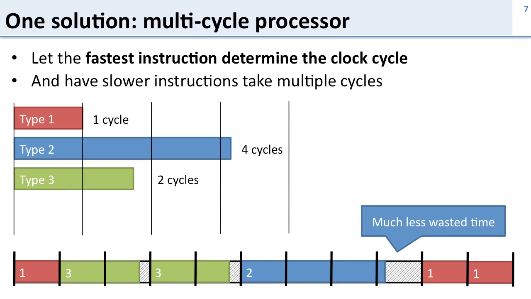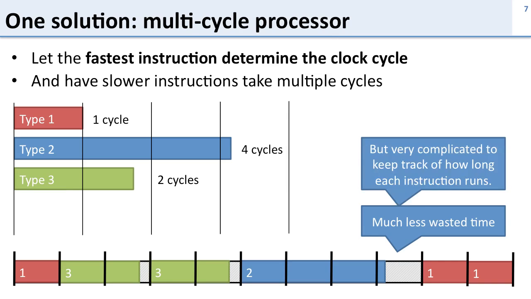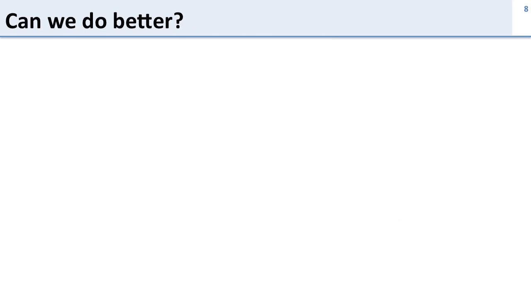And if we now look at how much time is wasted here, we see it's much less. So a multi-cycle processor wastes much less time because you only waste the leftover part from however many cycles you needed. The problem with multi-cycle processors is it's very complicated to keep track of all of this. For each instruction, you need to know how many cycles it takes and what it's doing in each cycle, and each instruction is different. So having all these different instruction types take different numbers of cycles is very complicated to take care of. So, can we do better than this? And of course the answer is yes, and let's take a look.